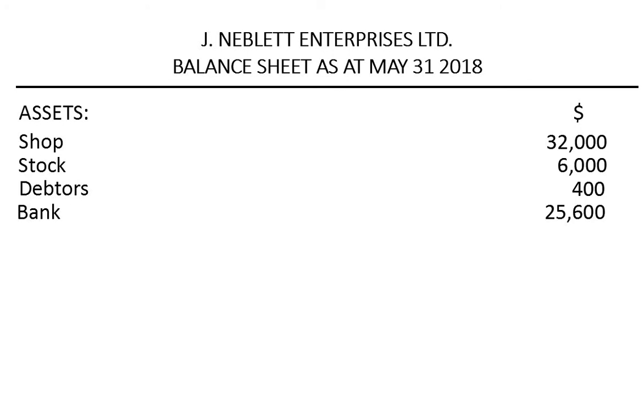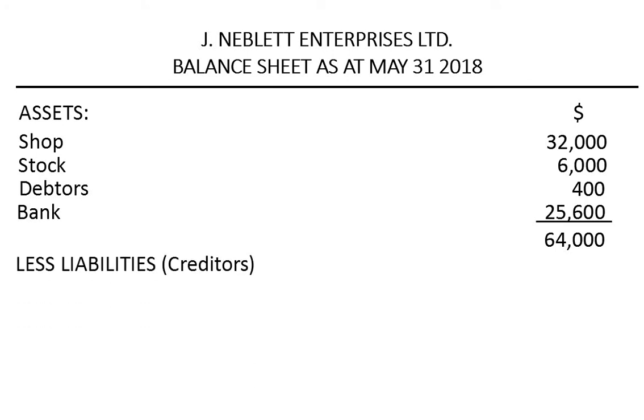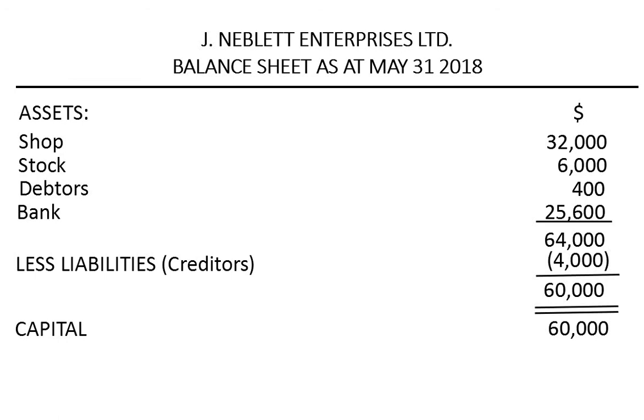We add up all of our assets to get our total assets, which should add up to $64,000. Now in this case we are taking away the liabilities from the assets based on the equation that we had before. So less liabilities, which is our creditors, which is $4,000, and then we get our difference of $60,000. Now we deal with our capital, which is from Neblett, and Neblett invested $60,000, and as you see, our assets less liabilities is equal to our capital. Both of them are equal to $60,000. So our balance sheet is now balanced.